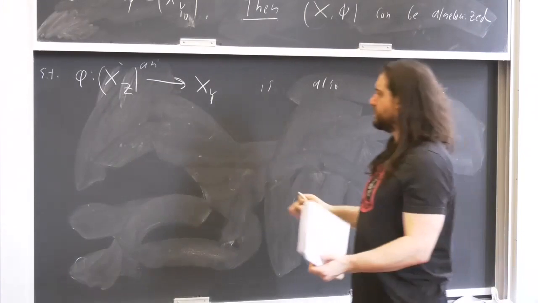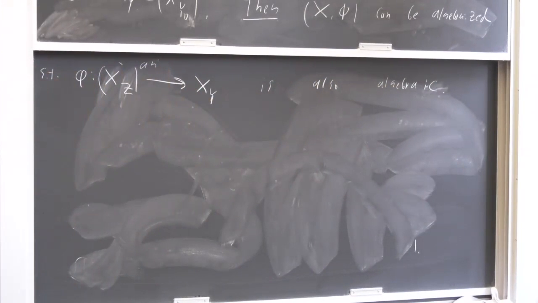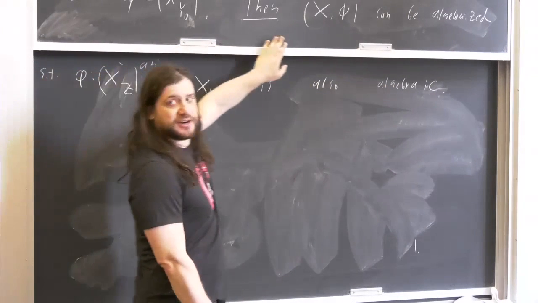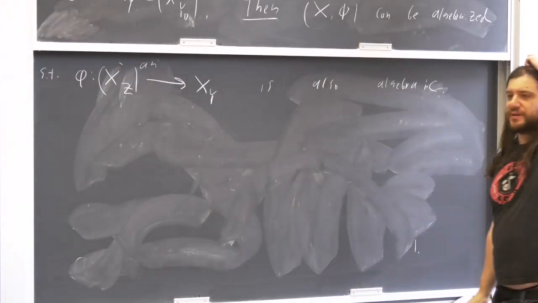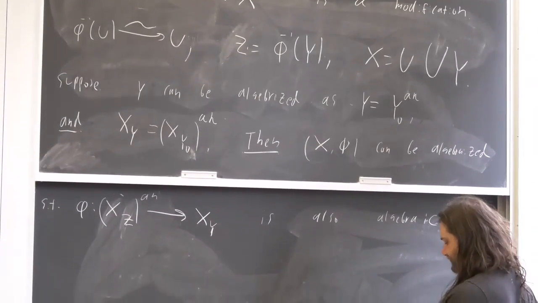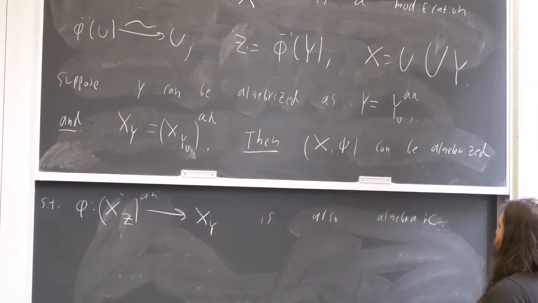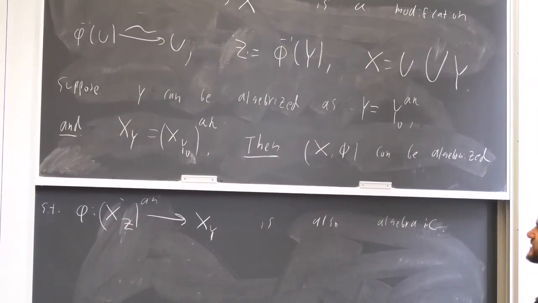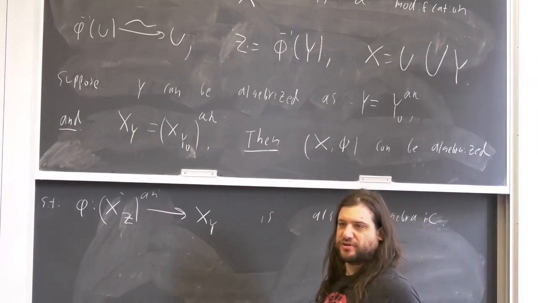Okay. And using this result, Artin proves his theorem that compact dimensional spaces are all algebraic. Okay, so this is kind of how the classical picture looks like.